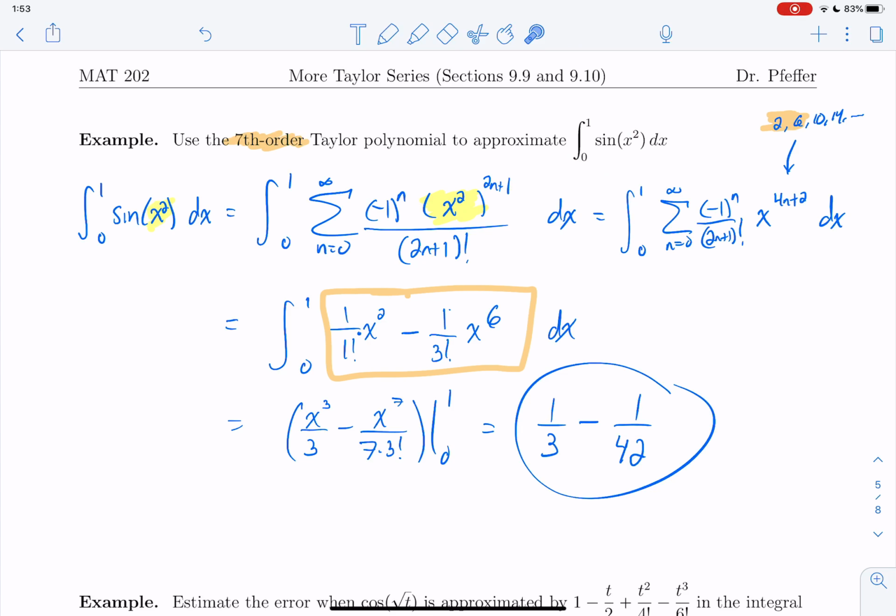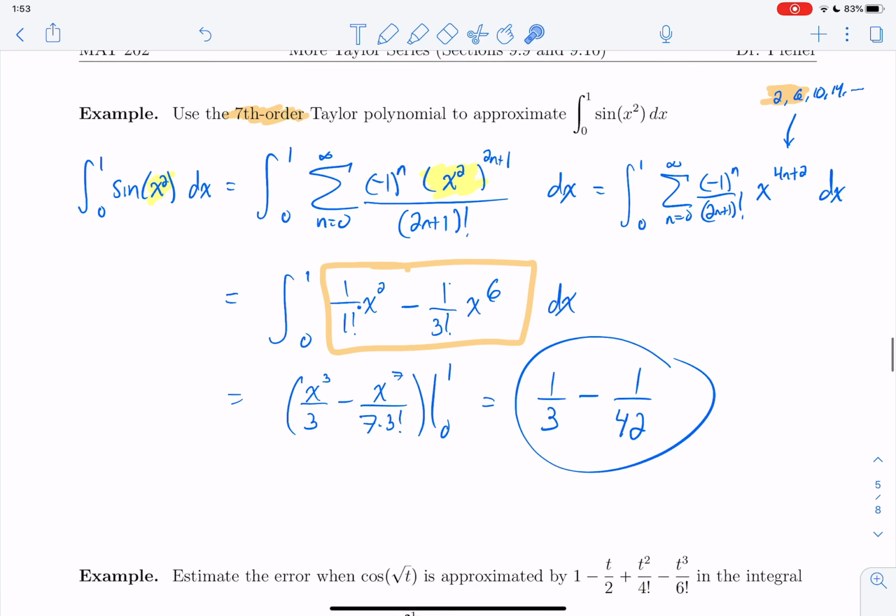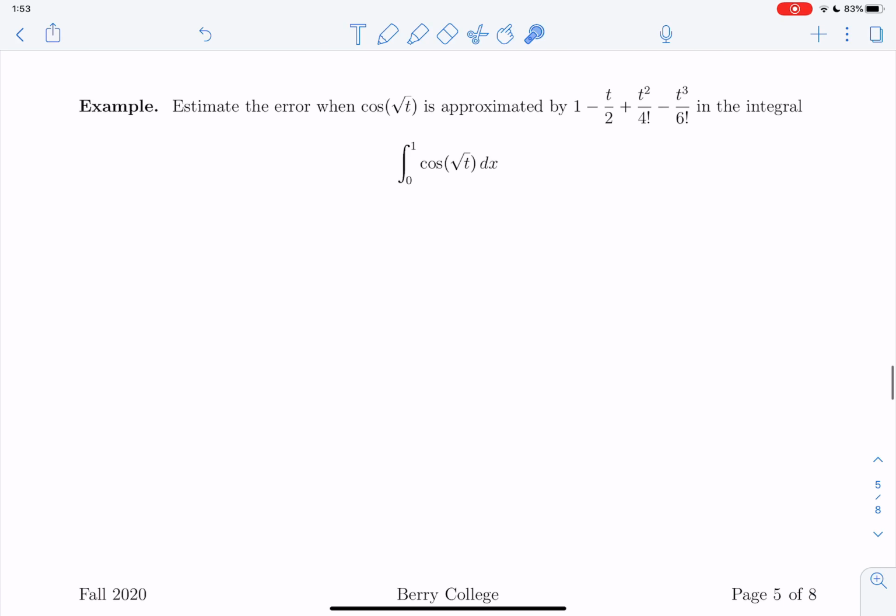However, just as we can use 7th order Taylor polynomials to approximate things, the question is, how good is that approximation? So we can answer a similar question, which says, what if I'm given a different looking integral and someone says, aha, take the 3rd order Taylor polynomial and ask, how good is that approximation? That is, what is the error committed in that approximation?